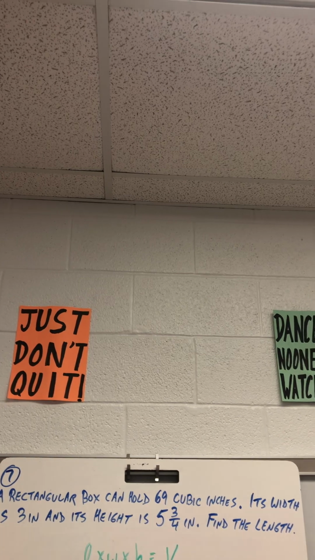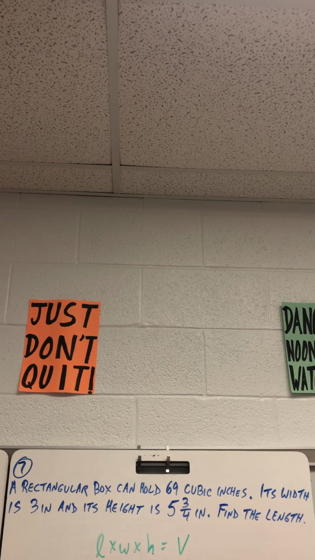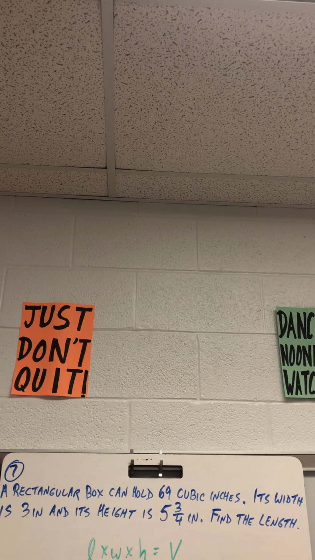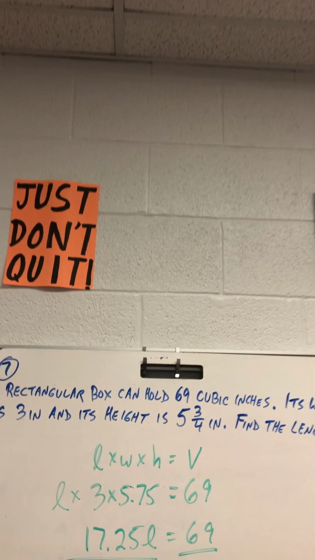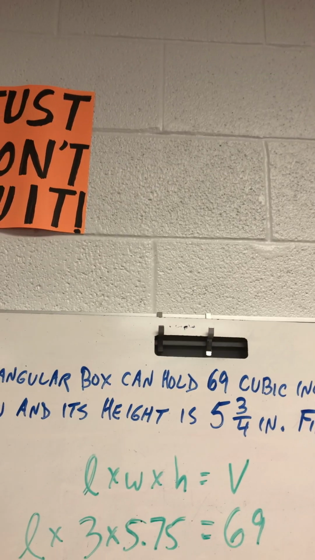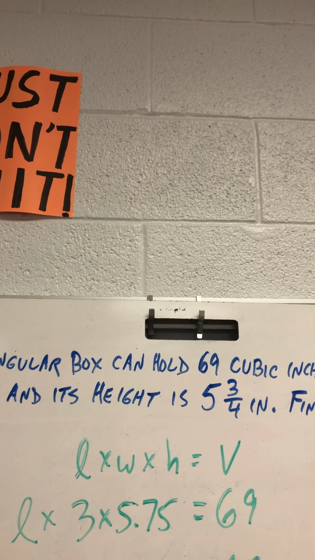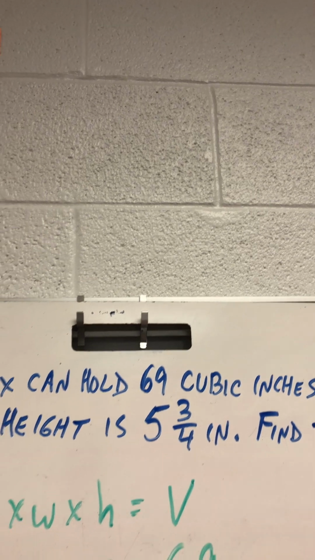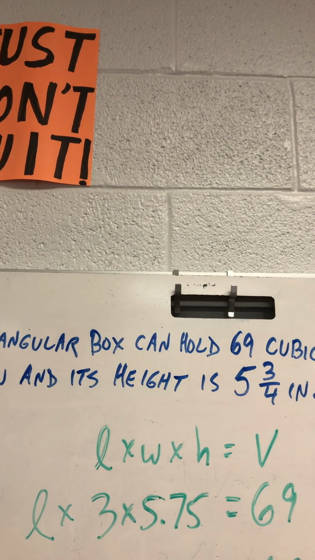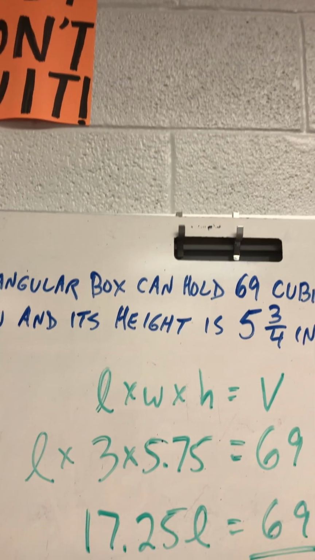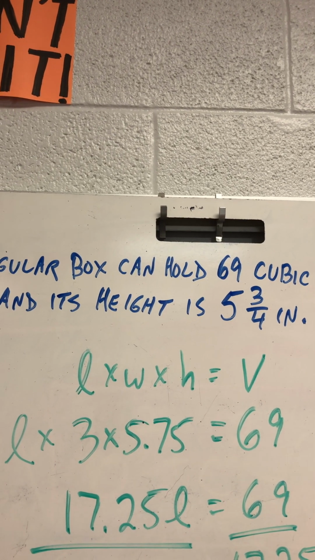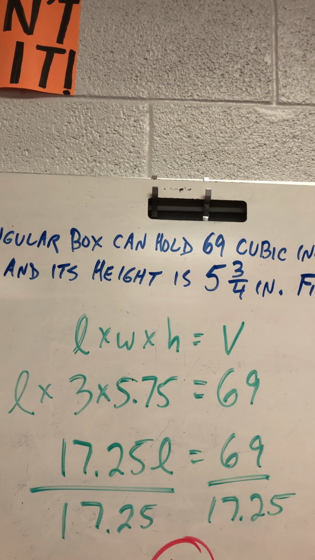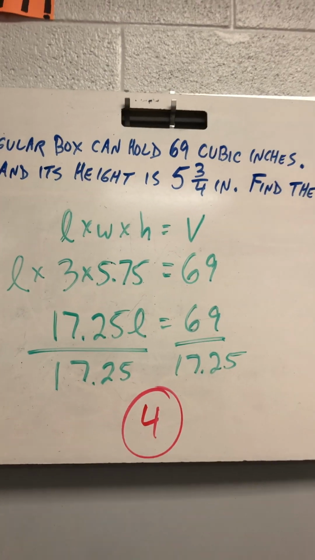A rectangular box can hold 69 cubic inches. Its width is 3, its height is 5 3/4. Find the length. Okay. Length times width times height is volume. Length times 3 times 5.75, right? Because for 5 3/4, do 3 divided by 4 and you get 0.75. So 3 times 5.75 is 17.25 times L equals 69. Divide by 17.25 and you get 4.